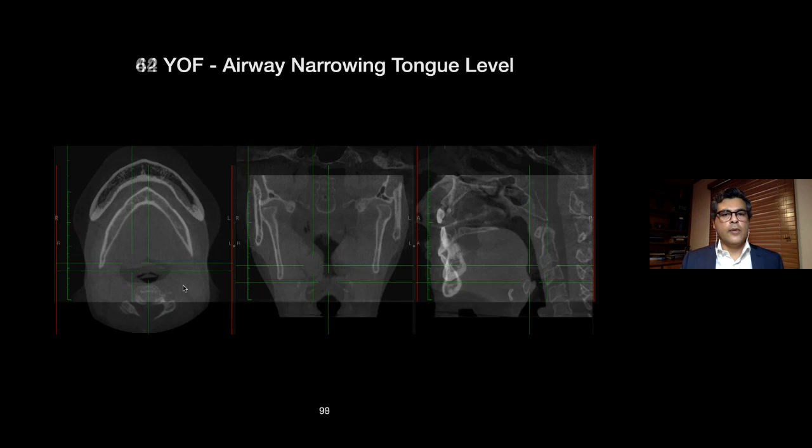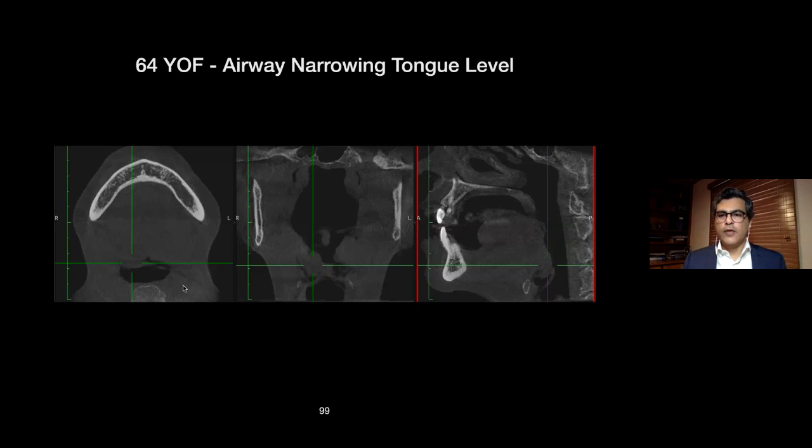A 64-year-old female, airway narrowing at the tongue level. And in this specific patient, there is polypoid thickening in the area of the lingual tonsils, which occupy the posterior one-third of the tongue. And these are causing airway narrowing here, as you can see.